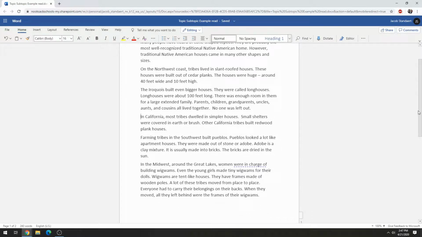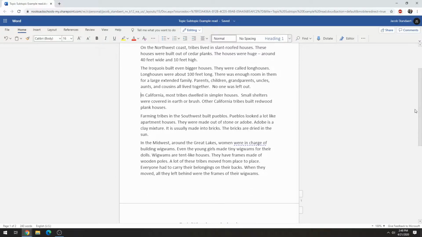The Iroquois built even bigger houses. These were called longhouses. Longhouses were about 100 feet long. There was enough room in them for a large extended family. Parents, children, grandparents, uncles, aunts, and cousins all lived together. No one was left out. In California, most tribes dwelled in simpler houses. Small shelters were covered in earth or brush. Other California tribes built redwood plank houses.